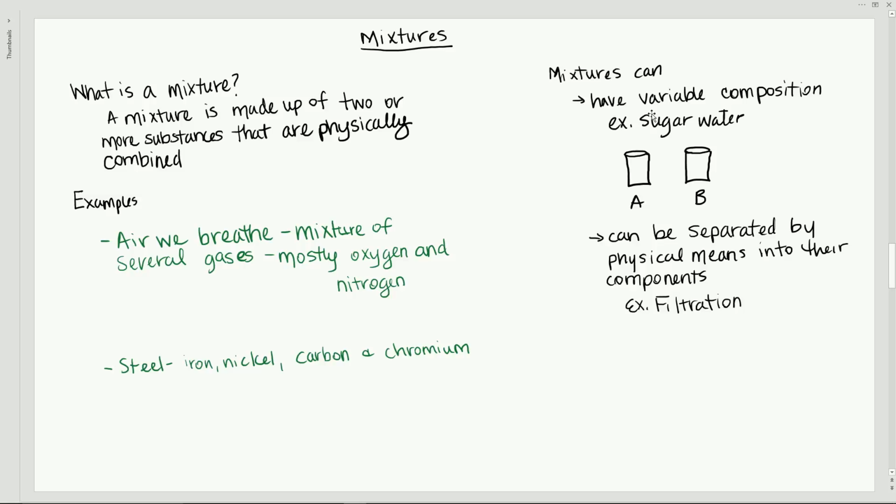So for example, we're going to use sugar water as an example. So let's say in cup A, you put 2 tablespoons of sugar in 1 cup water. And in cup B, you put 4 tablespoons sugar in 1 cup water. Okay, so both of these cups, A and B, are both a sugar water mixture. But cup B is going to be sweeter than cup A, right? Because it contains more sugar dissolved in the water compared to cup A. So the variable composition means that you can have more of one substance in the mixture than the other.